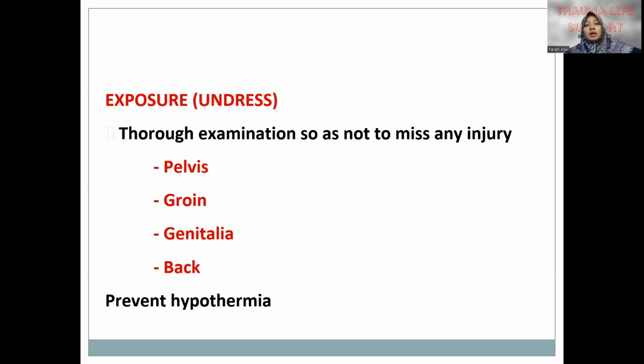When you expose the patient, you have to thoroughly examine the pelvis, groin, genitalia, and the back. Mind you, when you expose the patient, do it judiciously and discreetly. When you have to look at the lower part, just expose the lower part, close the upper part. When you have to expose the upper part, make sure you close the lower part. Respectfully, all right. And by doing so, prevent hypothermia as well.